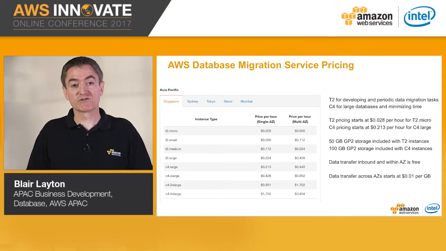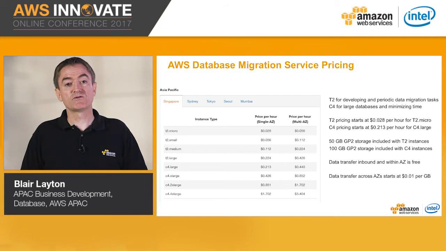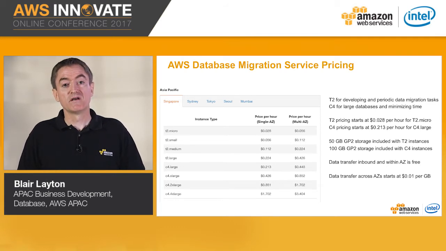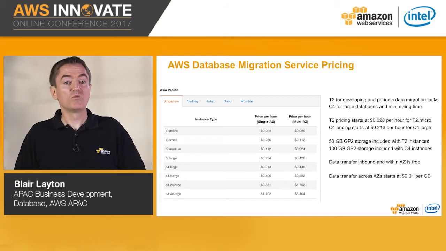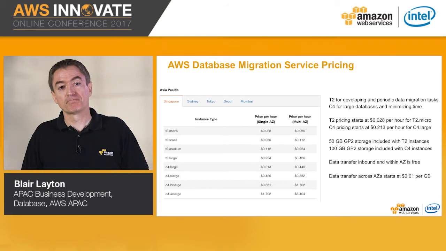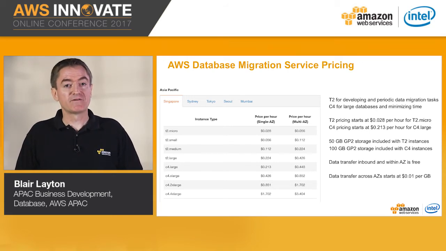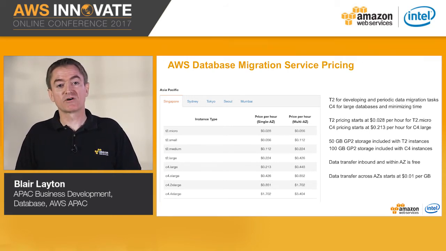AWS Database Migration Service currently supports the T2 and C4 instance classes. T2 instances are low-cost standard instances designed to provide a baseline level of CPU performance with the ability to burst above the baseline. They are suitable for developing, configuring, and testing your database migration process and for periodic data migration tasks that can benefit from CPU burst capacity.